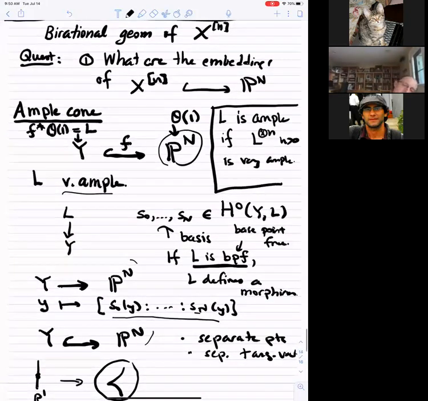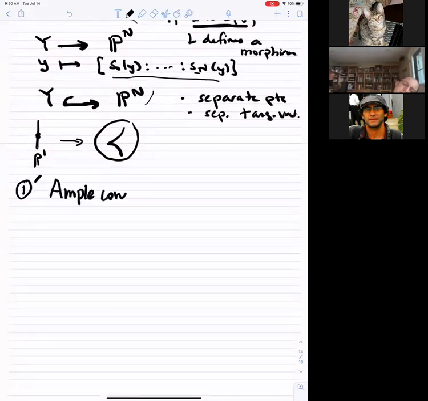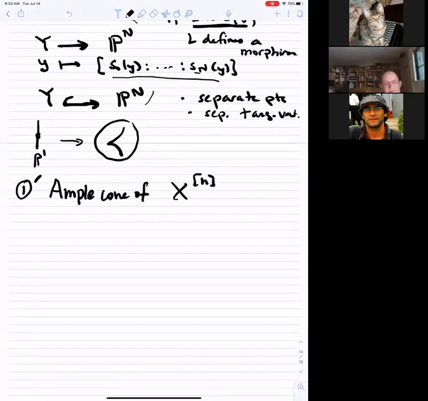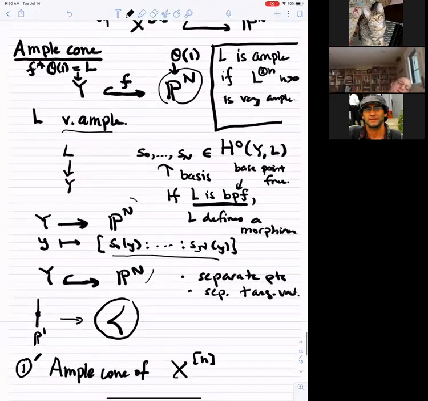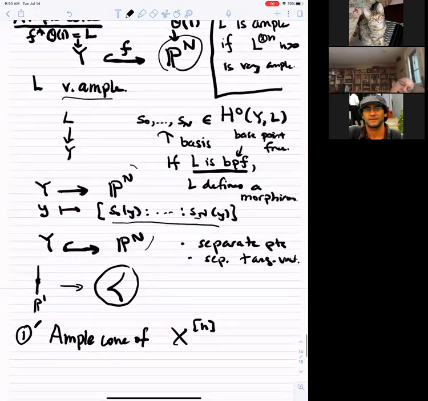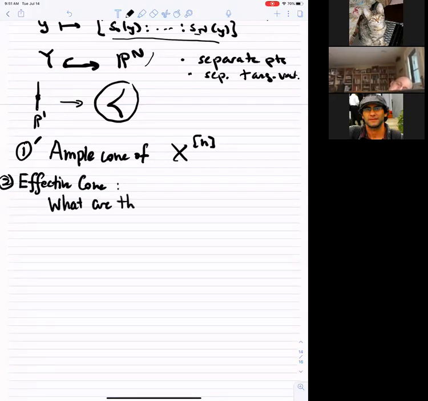So as question 1 prime, you can ask: what is the ample cone of Xn? I'll tell you more about what this means next time. We'll talk more about what it means, why it is a cone, and things like this, okay? So in a similar vein, you might want to understand the effective cone. So that's the second question. And this is the question: what are the effective divisors on Xn?